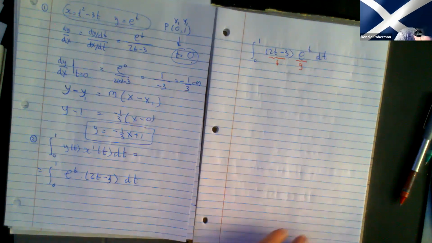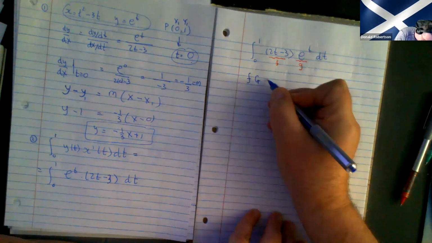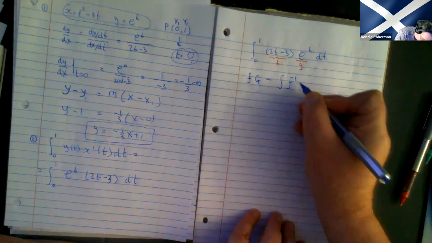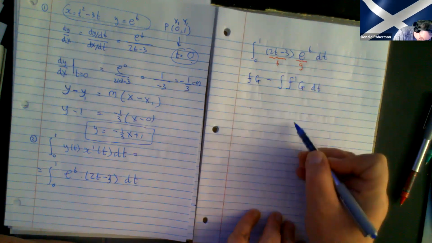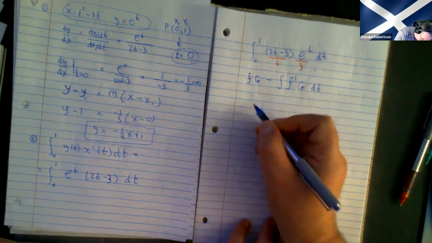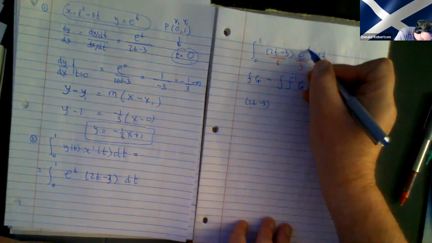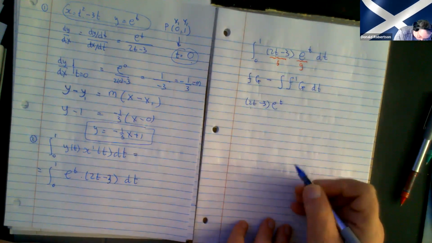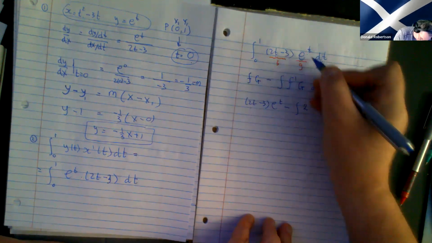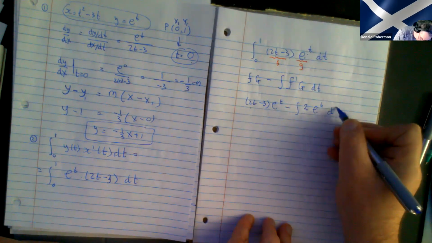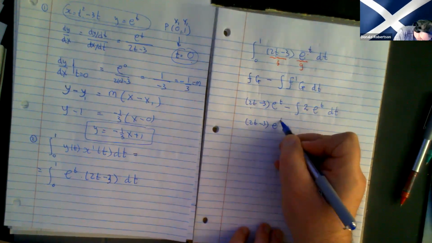It works as well. If you do this method, the answer is f capital G take away the integral of f dashed capital G dt. And capital G means the integral of this, and f dashed means the derivative of this. So I'm going to take this guy, which is 2t take away 3, integrate e to the t, which is e to the t, take away the derivative of this guy, which is just 2, and the integral of this guy, which is still e to the t.